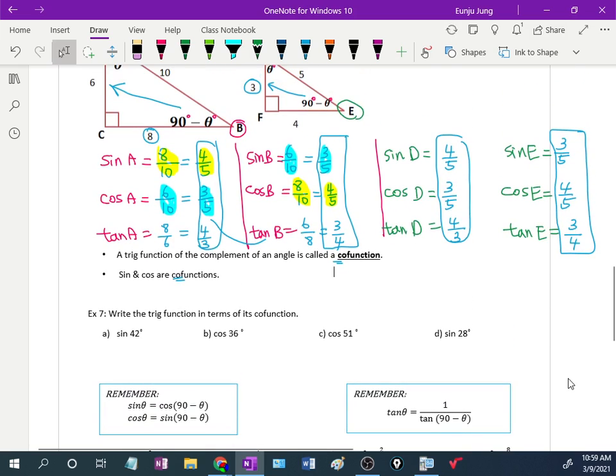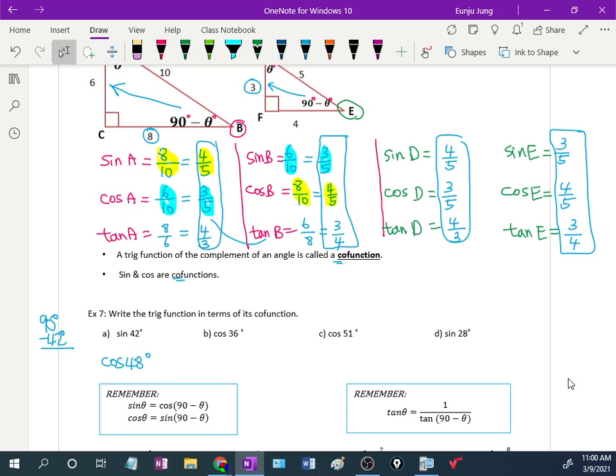So the question has sine and I need to answer with cosine. What's the number? So let's do numbers. 90, subtract 42. What do I get? 48? 48 degrees. That's called cofunction. Okay. All right. Now let's do the next one.